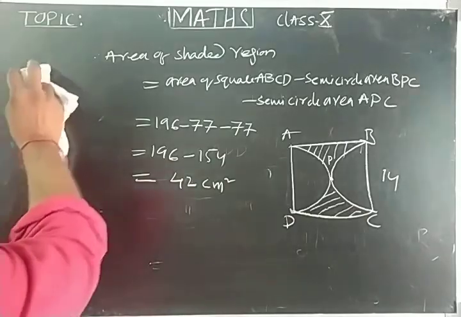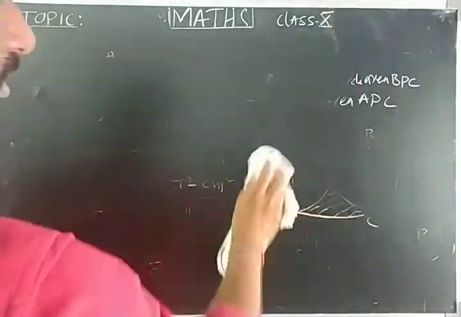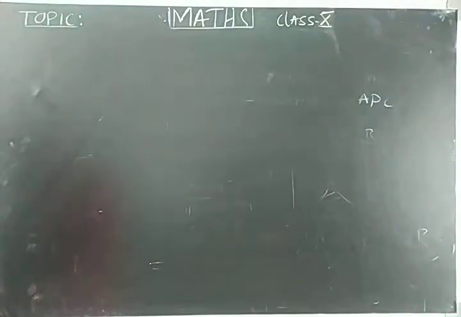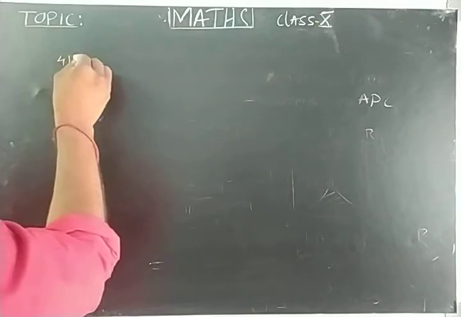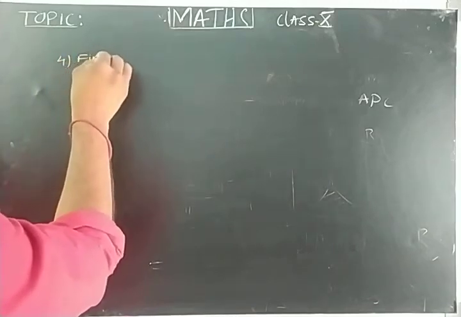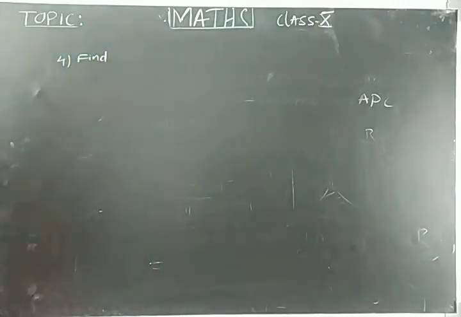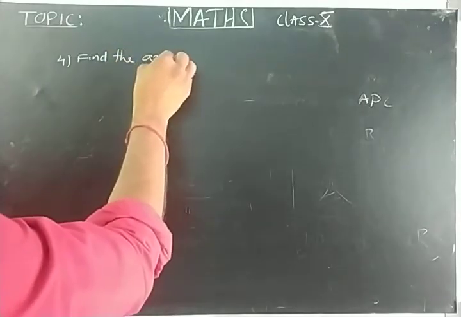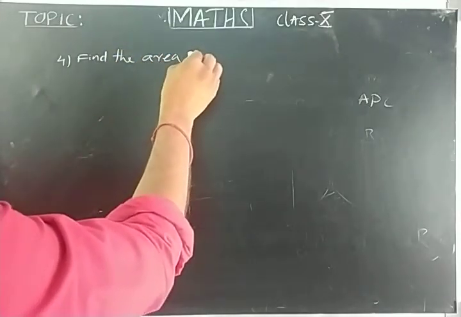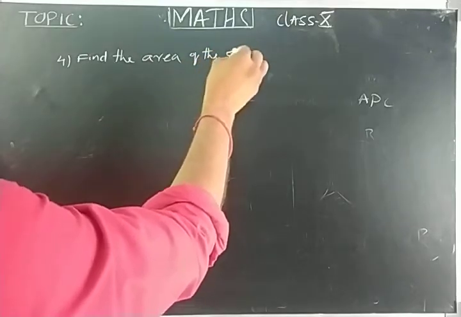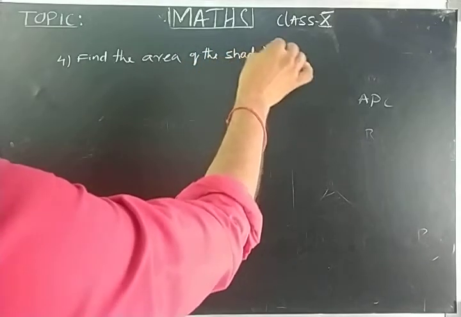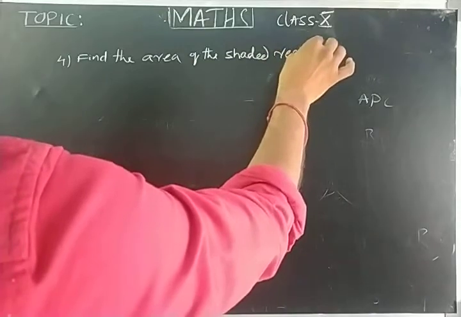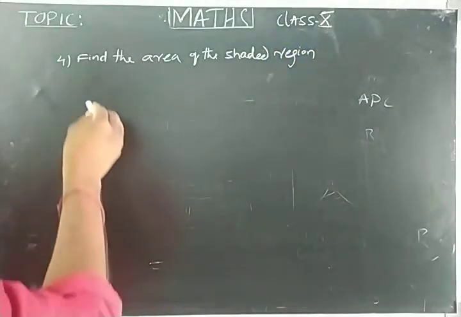Okay, right. Now problem number 4. Fourth problem. Find the area of the shaded region in the given figure.